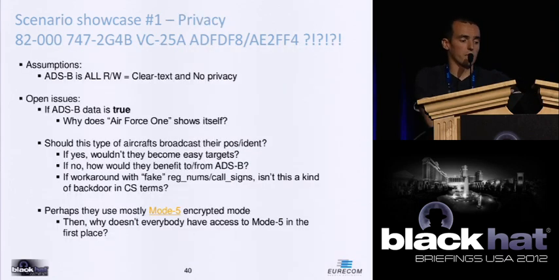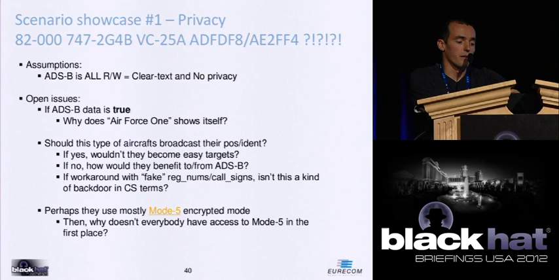Now, given the assumption that ADS-B is clear text and no privacy, there are several open issues based on this scenario, but it expands to any other airplanes. If the ADS-B data which was used to generate this screenshot is true, it was really Air Force One who sent this message. Why does Air Force One show itself? It's a very high-profile target, and you don't want everybody to know that Air Force One is flying above your house, let's say when it goes on a mission in Afghanistan or Iraq, right?